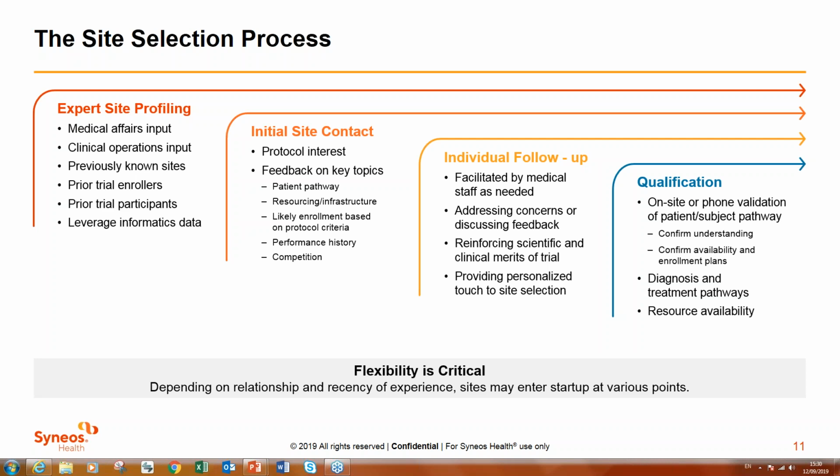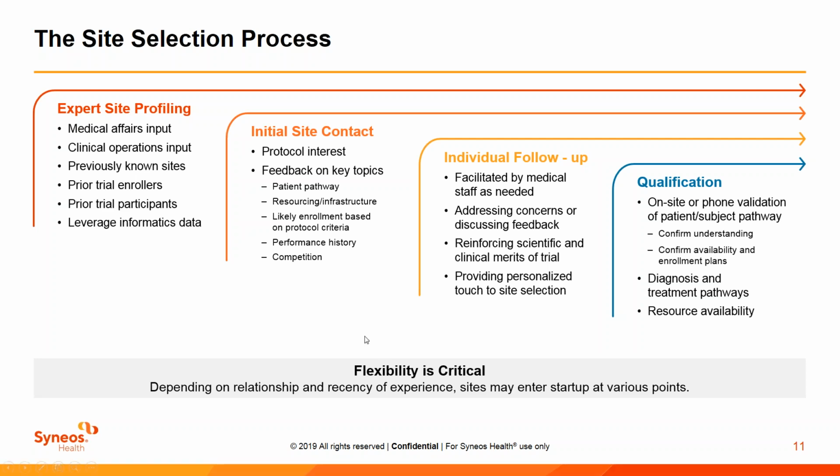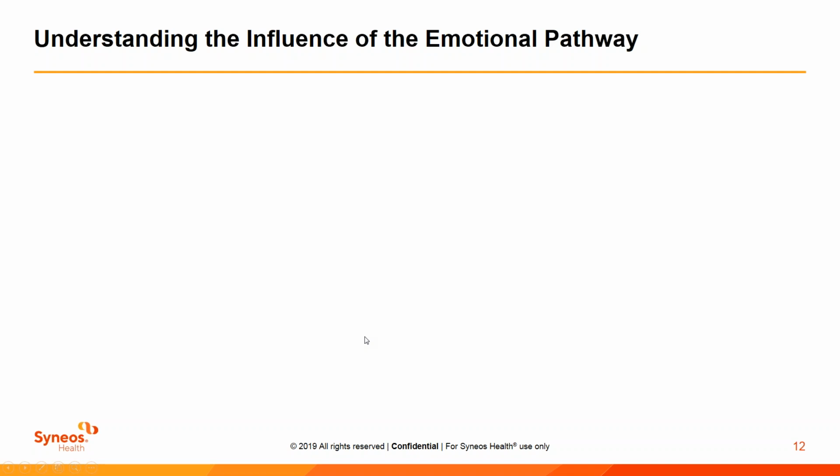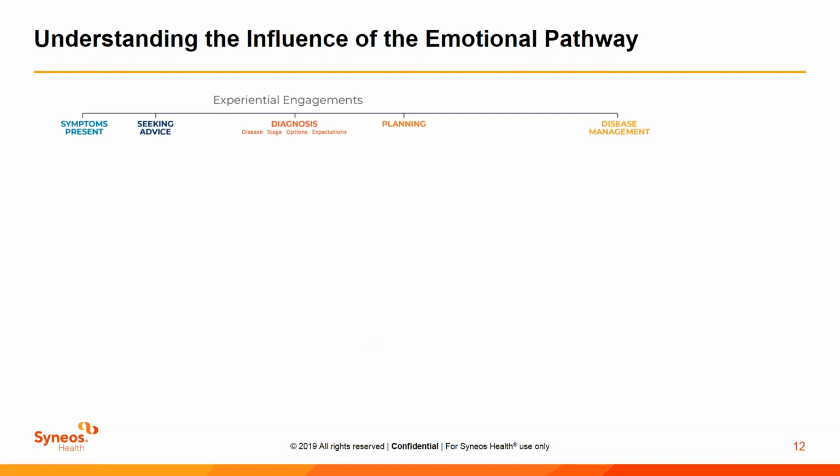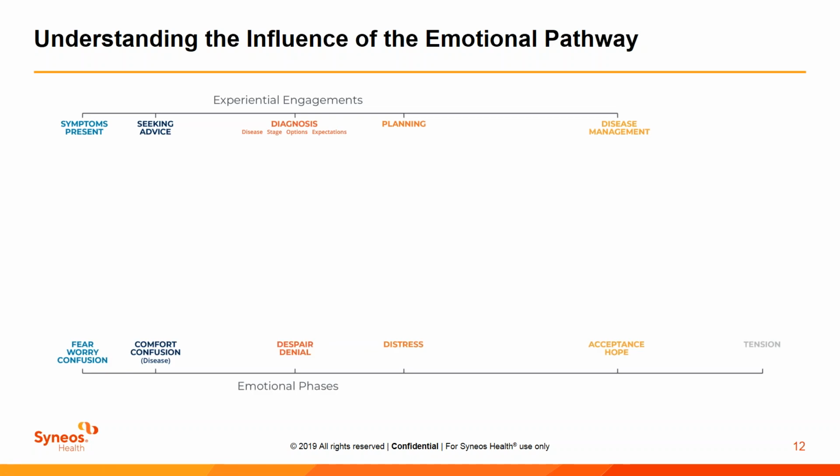Great, thanks Angela. So as Angela just talked about site selection and really looking at how we best support sites, let's really then start talking about the patient pathways. And really often, as we have shown at the top here, we often focus on the treatment pathway, and that's really shown here under experimental engagements. Symptoms present, we seek advice, we get a diagnosis, we plan and look at how we're going to manage that disease. Of course, that's just one part of the patient pathway.